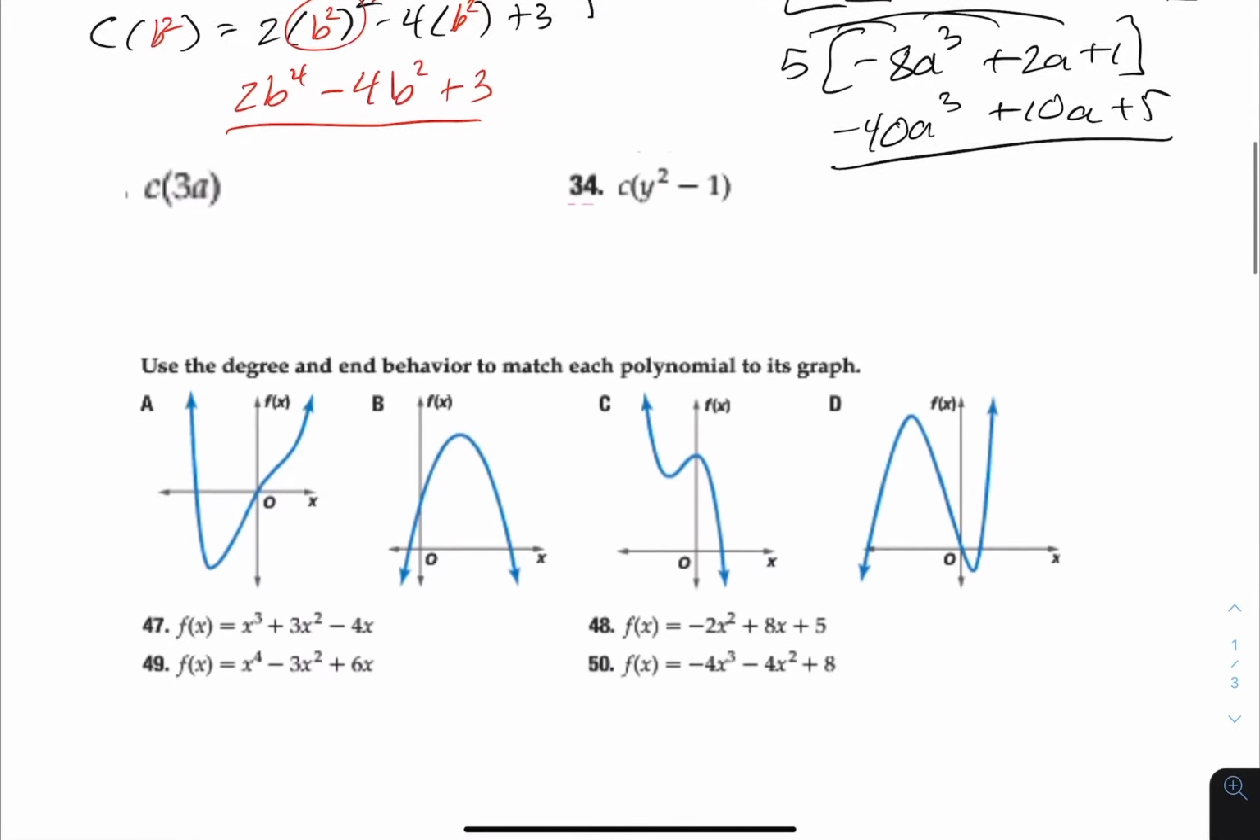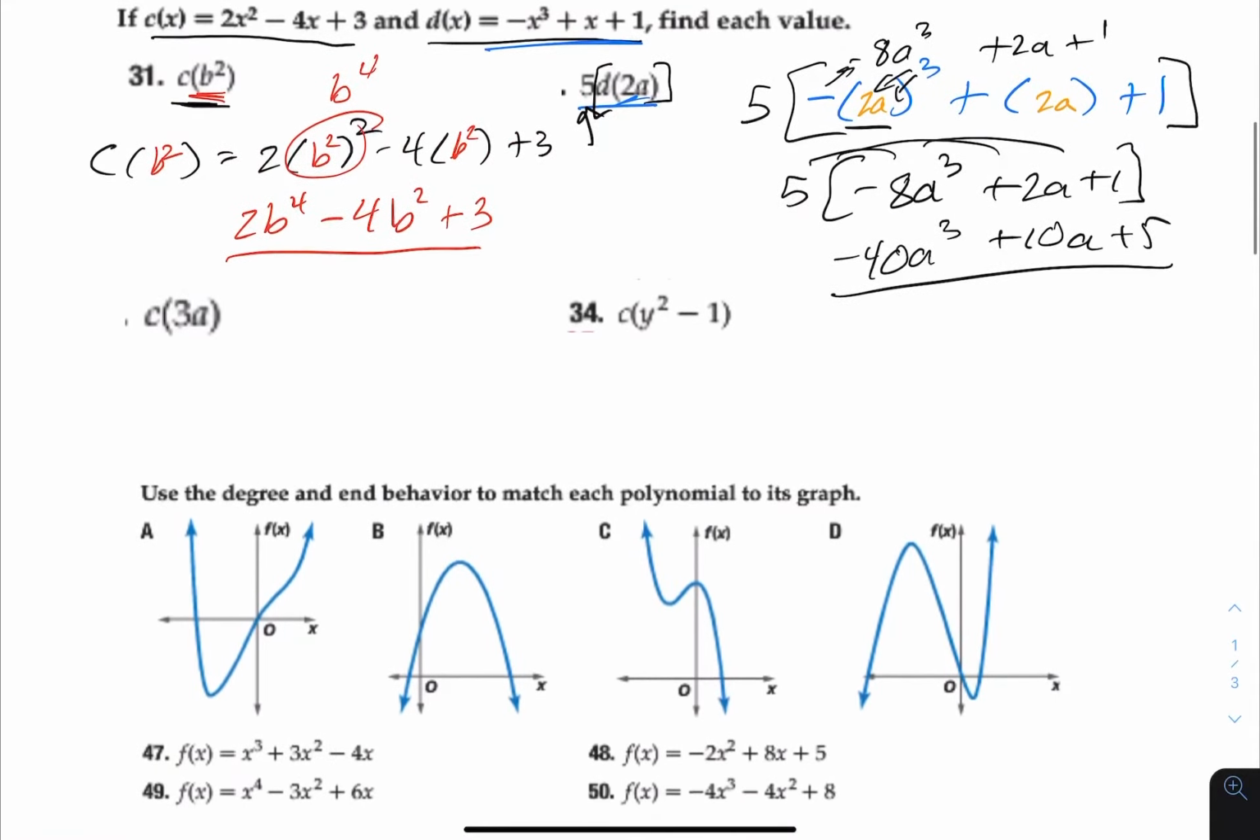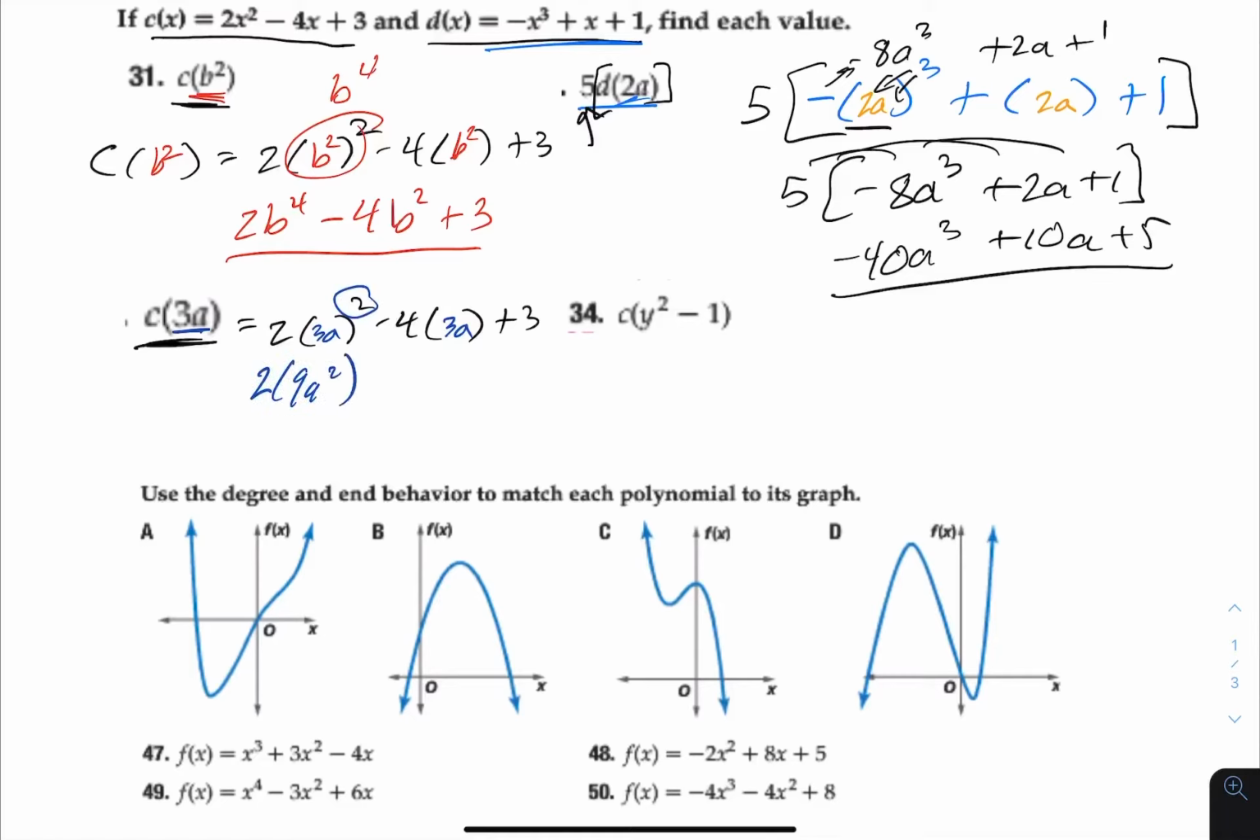There we go. C of 3a. So remember where C is. C is 2 times something squared minus 4 times something plus 3. And then we're going to plug in 3a. Again, squared goes to both of these, so 2 times 9a squared minus 12a plus 3. So I get 18a squared minus 12a plus 3.